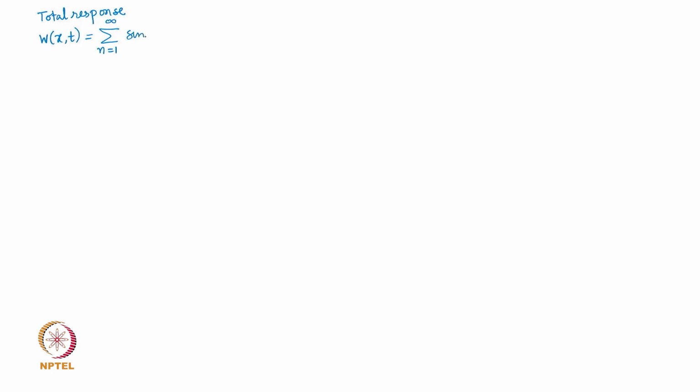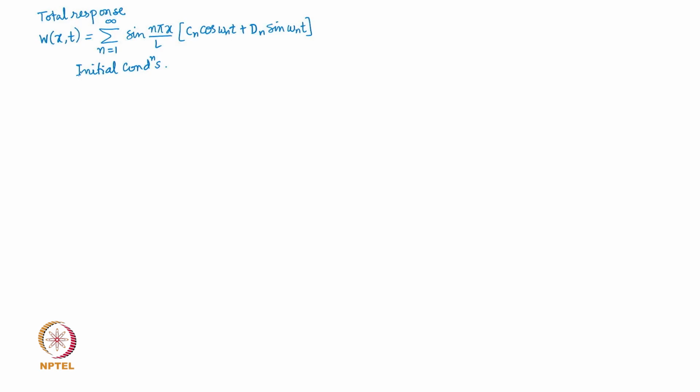Sine n pi x over L, Cn cos omega n t plus Dn sine omega n t. Okay. Now how do we find Cn and Dn? We obtain them from initial conditions, isn't it? Now this is quite similar to obtaining A and B from the initial conditions of x and x dot.